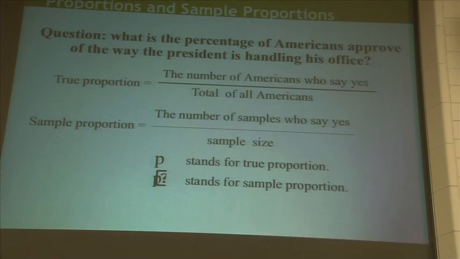Notation. Sorry, this is kind of screwy. It's supposed to be P for the true proportion and P hat for the sample proportion. I don't know where they come up with this stuff. I'm just doing it on home. Okay, so P hat, the little caret on top, that's P hat when we're talking about your sample.